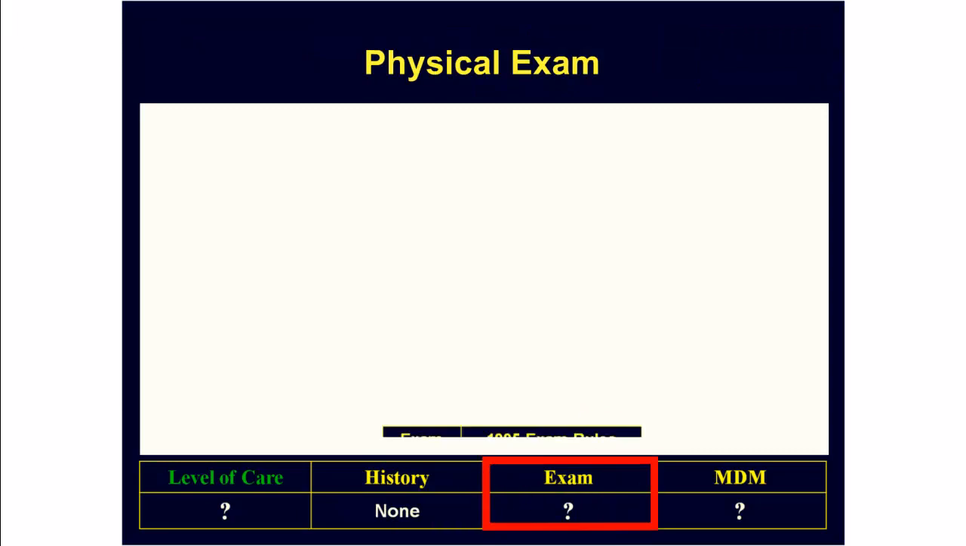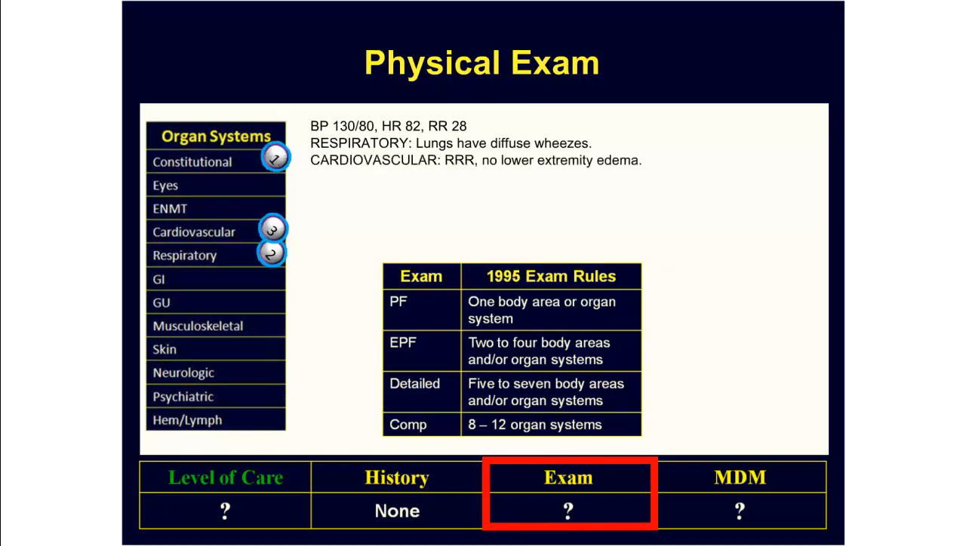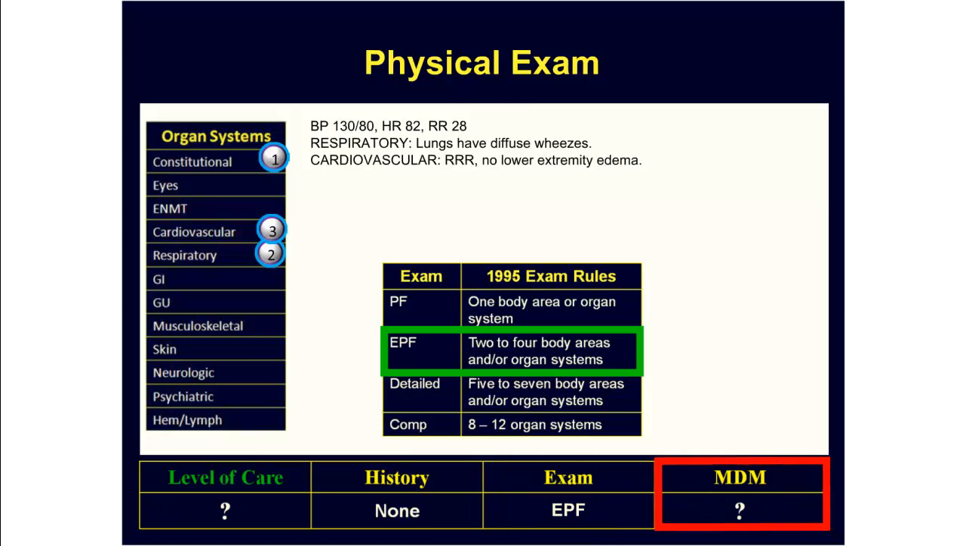Looking at the physical exam and using the 1995 E&M guidelines, here information has been recorded about the constitutional, respiratory, and cardiovascular systems. This adds up to an EPF exam. So now the second key component is known. The last step is to calculate the medical decision-making.